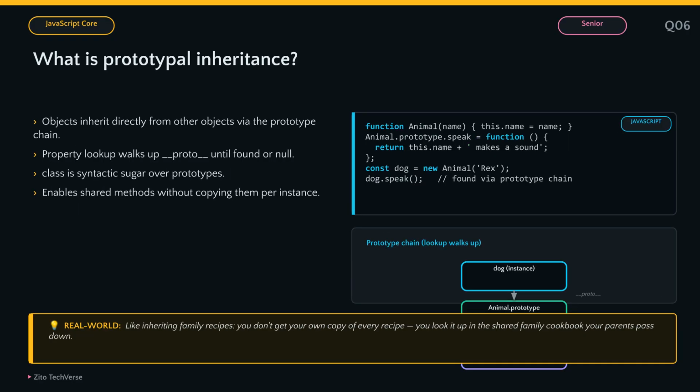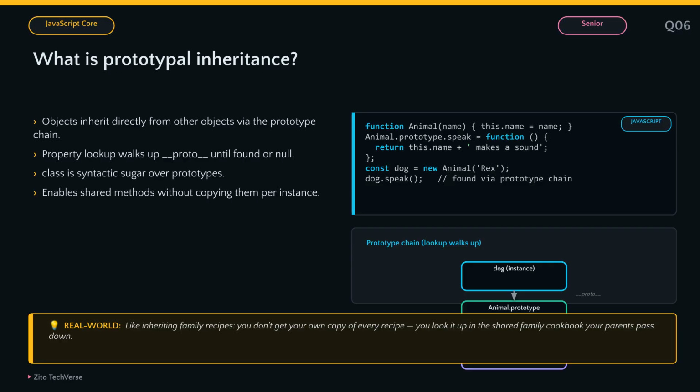What is prototypal inheritance? Prototypal inheritance is how JavaScript shares behavior. Instead of classes copying methods into every instance, objects link to other objects through the prototype chain. When you access a property, the engine walks up that chain via the __proto__ link until it finds it or hits null. The class keyword is just syntactic sugar over this mechanism.